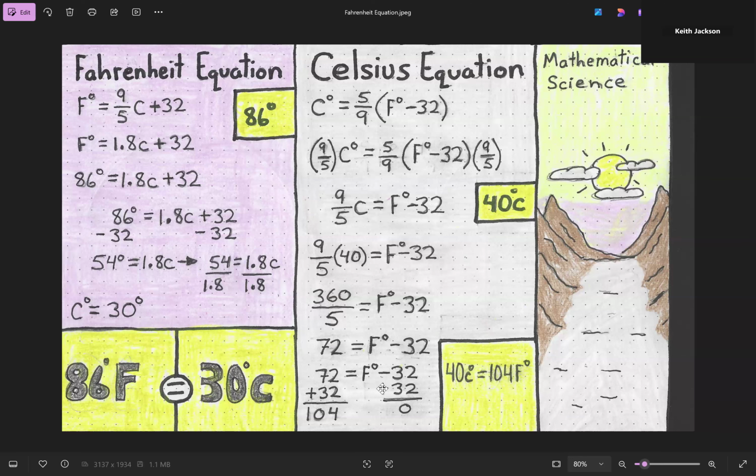So we're going to add 32 to both sides, which will give us a 0 here. When we add 32 to 72, that will give us 104. So 40 degrees Celsius, as you can see, will be a very warm day in degrees Fahrenheit, and that is 104 degrees Fahrenheit.